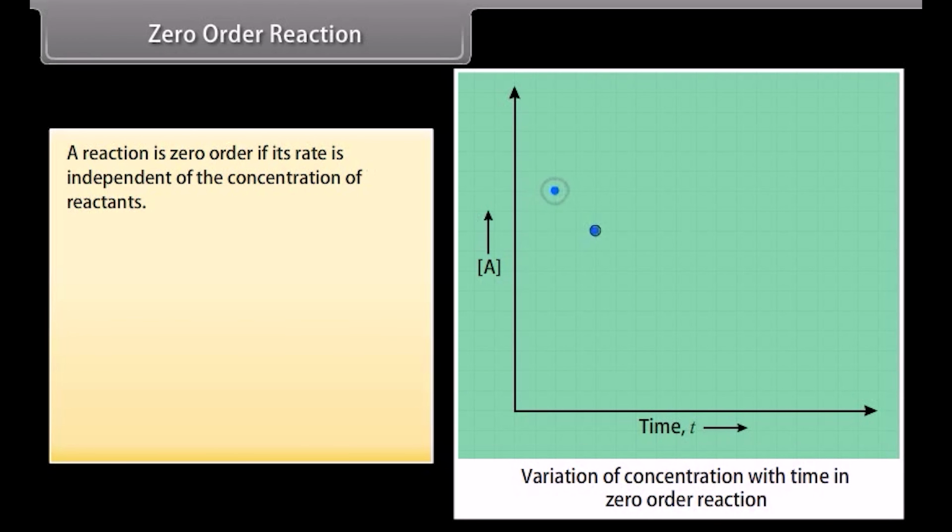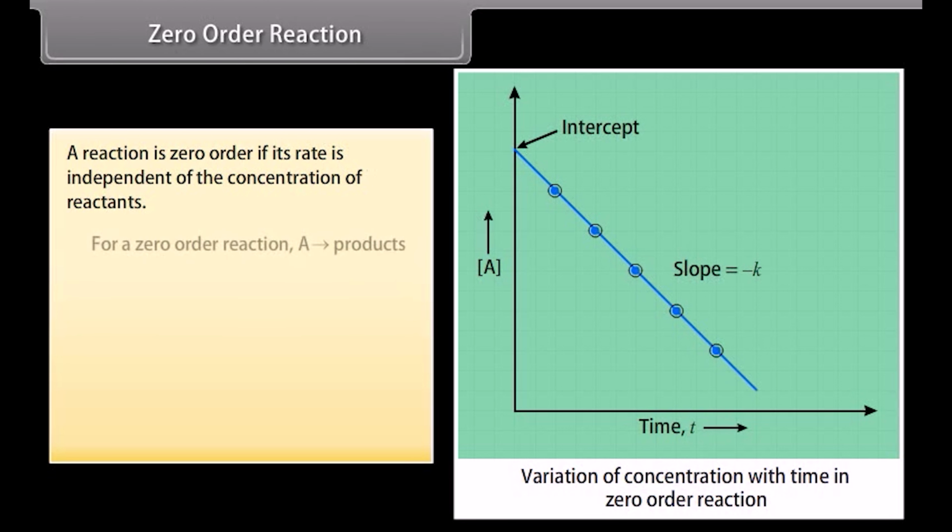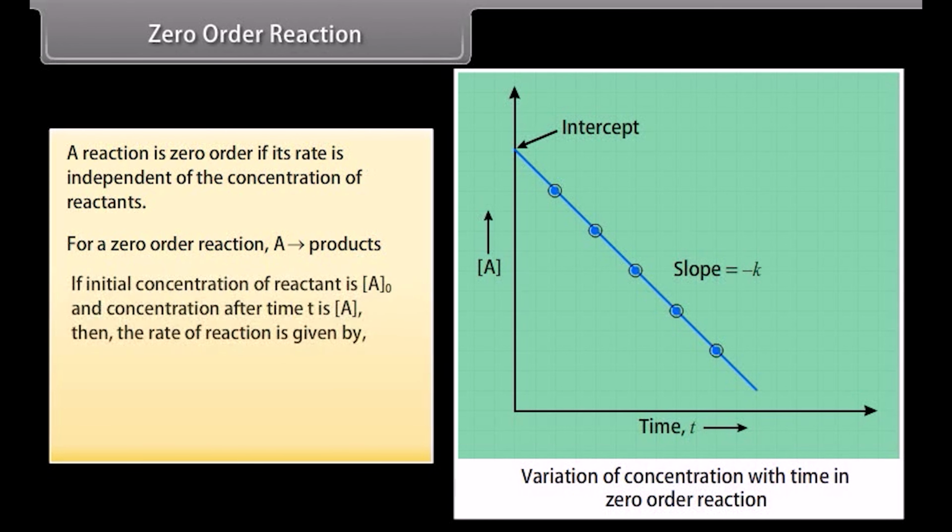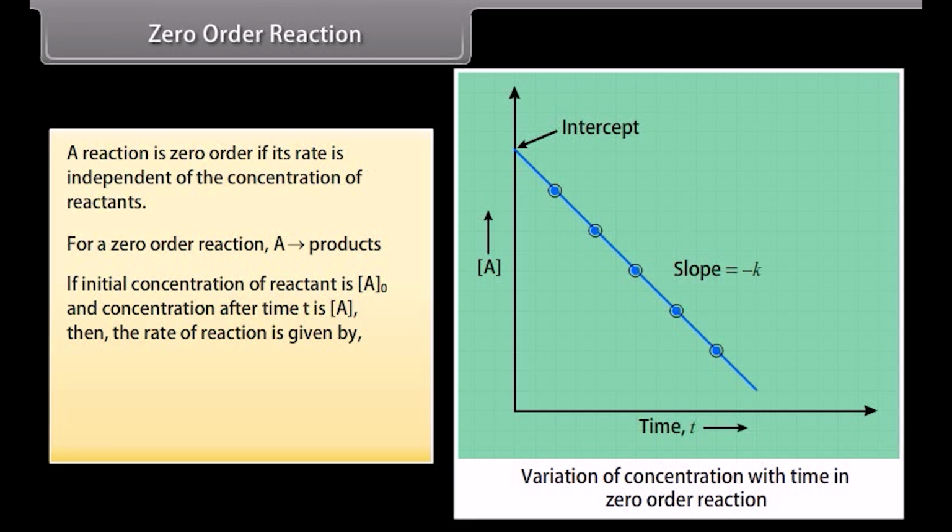Zero order reaction. A reaction is zero order if its rate is independent of the concentration of reactants. For a zero order reaction, A is changing into products. If the initial concentration of reactants is A naught and the concentration after time t is A, then the rate of reaction is given by minus dA by dt is equal to the product of K and A raised to the power 0, which is equal to K. It can be written as dA is equal to minus K dt.